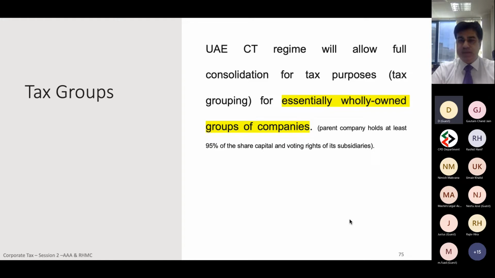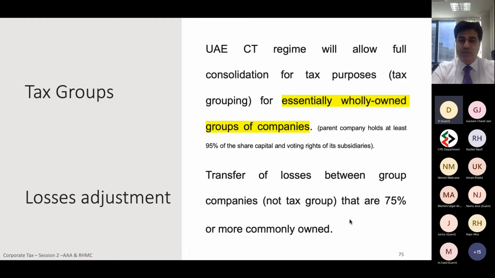So 95% is the threshold which is being kept. If a parent company holds at least 95% of the share capital and voting rights of its subsidiaries, only then can you form a tax group. That's the first condition. Now, there is one more category, which is not a tax group, but you are allowed to do a loss adjustment. Again, this is not a tax group, but you can do a transfer of loss from a profit-making group company to a loss-making group company, subject to 75% or more common ownership. So for making a group, you need 95%. For loss adjustment, you need 75% common ownership.